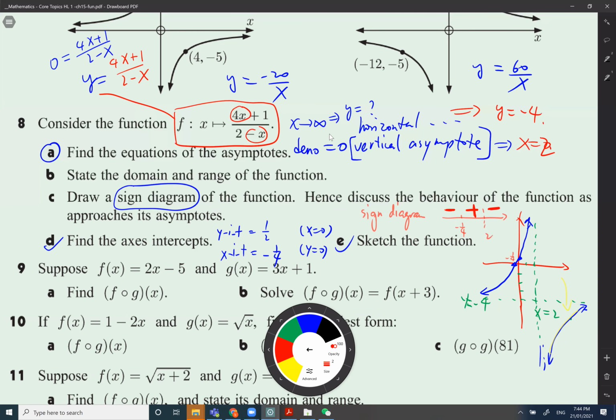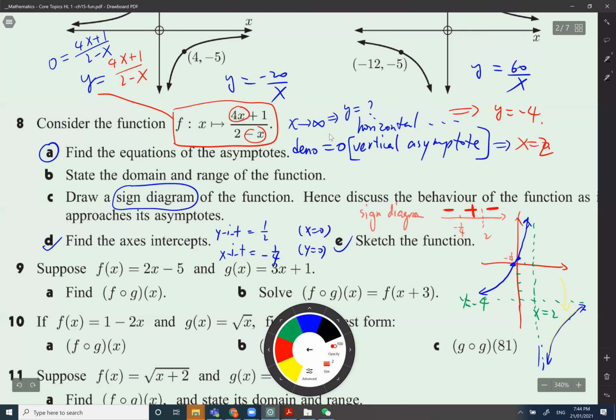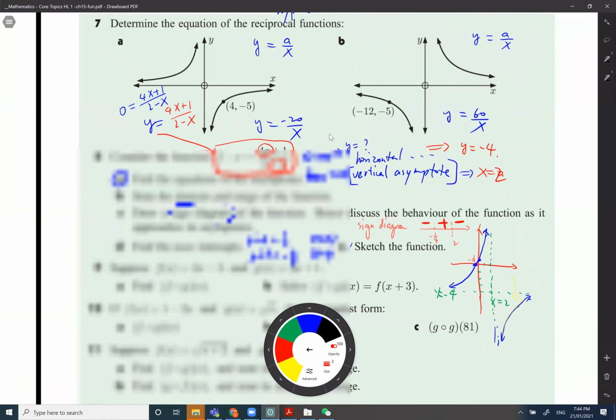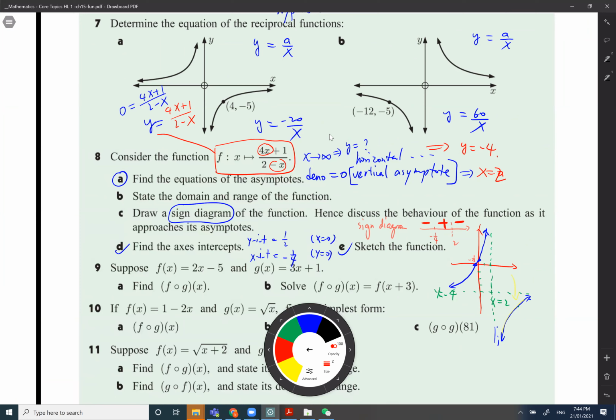Domain and range. Isabella, part B. Hence discuss the behavior of the function as it approaches its asymptotes. You can say this part approaching the asymptote is getting higher and higher, or increases, always positive, and increases approaching the asymptote of x equals 2.